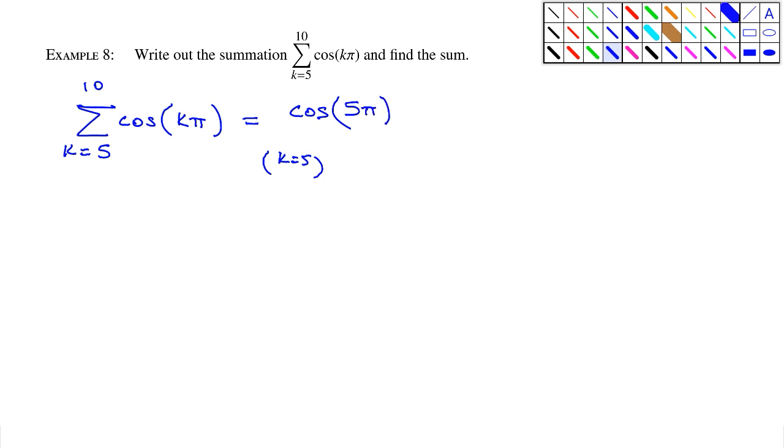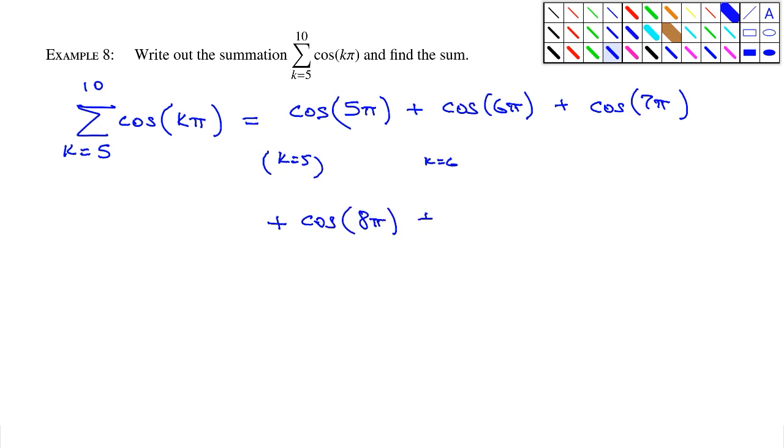But this would be the cosine of 5 pi, plus k is equal to 6 gives me cosine of 6 pi, plus the next one, cosine of 7 pi, plus the cosine of 8 pi, plus the cosine of 9 pi, plus the cosine of 10 pi. And the upper index was 10, so that's where we stop.